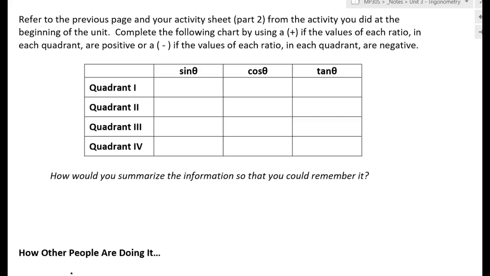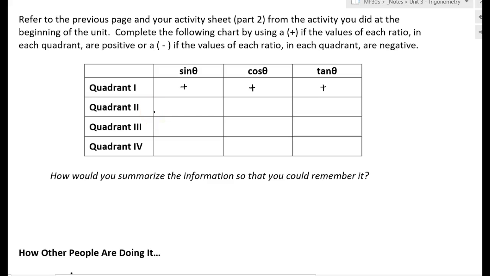For this part of the activity, you need to actually look back at the previous page and all those signs you identified. You're also going to look at part 2 of the activity you did before lesson 1, and you're just going to identify sign in quadrant 1. Is it positive or negative? Cos in quadrant 1, it's also positive, and I'm doing this from the example that I did on the previous page, and tan also was positive. So you're going to go through and fill in this table.